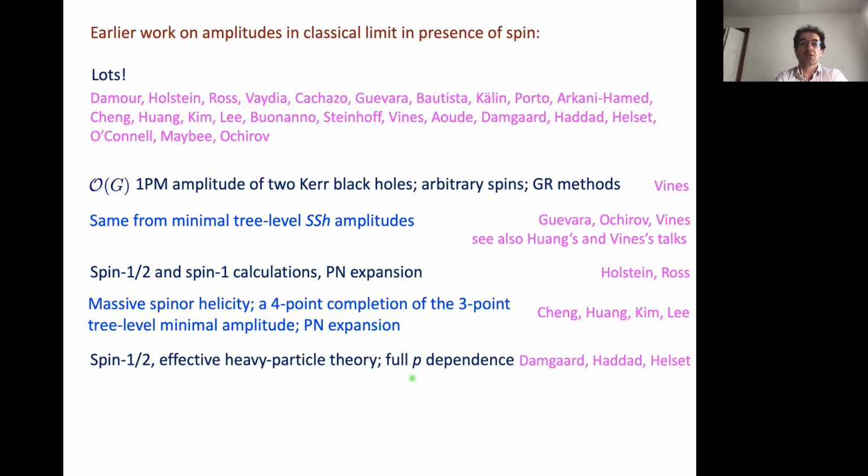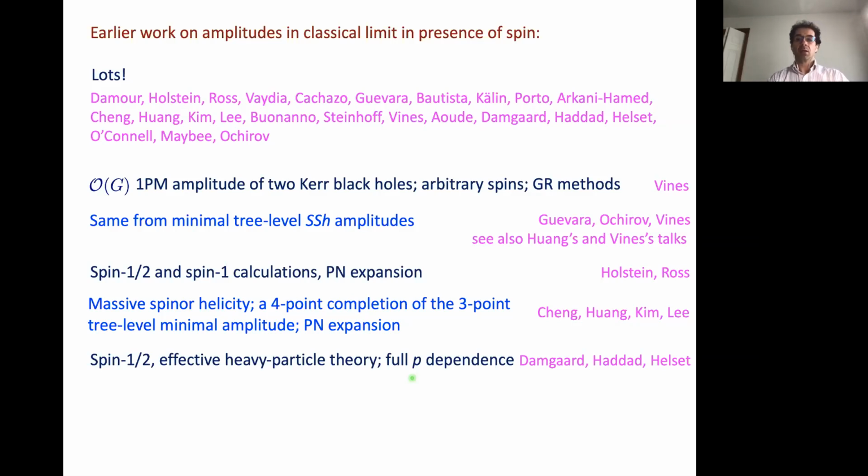Now, there is, of course, a lot of early work on amplitudes, and it would take the rest of this talk to actually review all of it. Most of the authors are, I believe, in this meeting, so I'm not going to read their names. Now, I will single out a few works which I'm going to end up mentioning again later on.